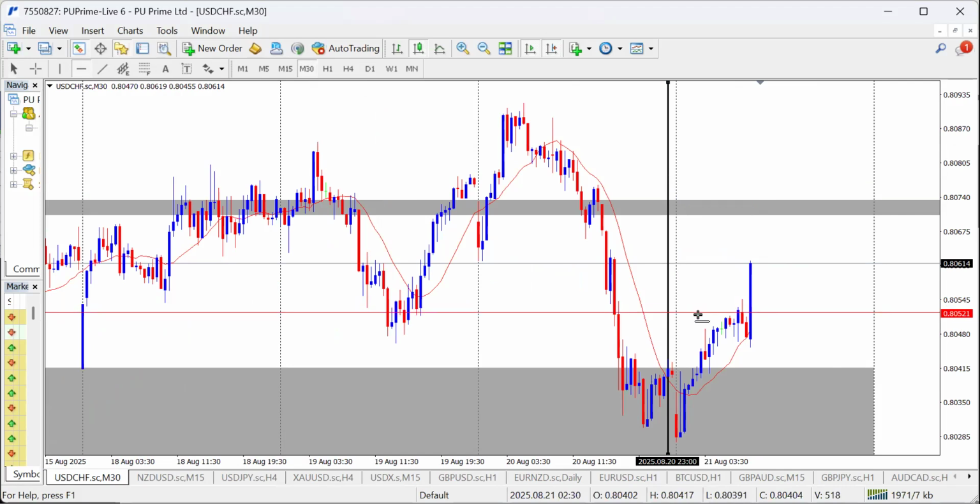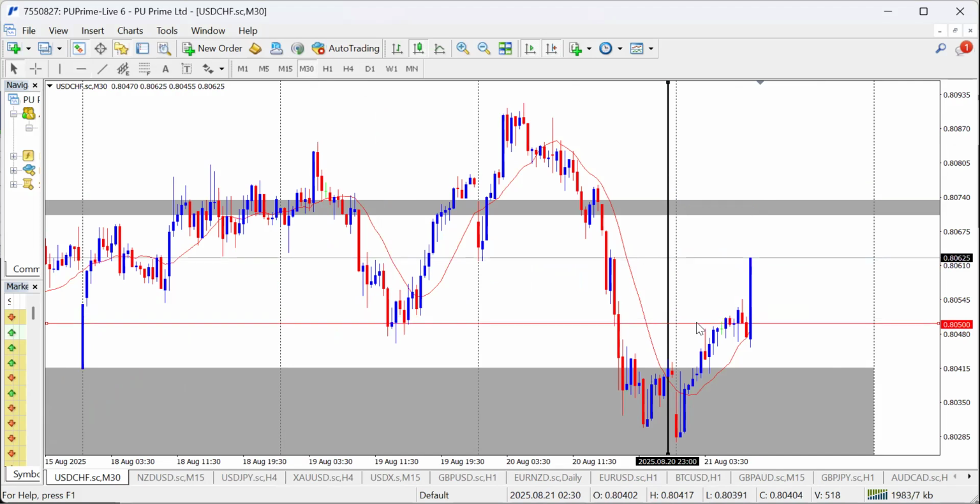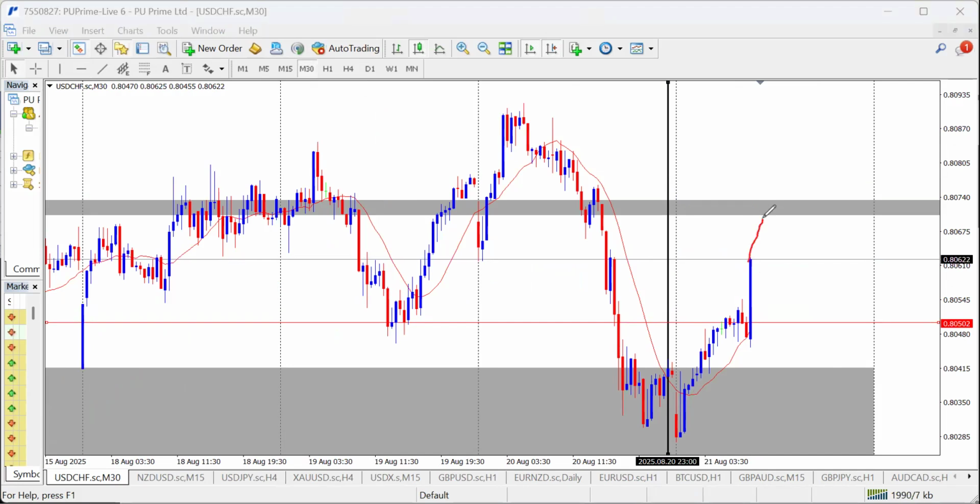So all I'm expecting the market to do is to retrace down here, retrace down here, retrace, and probably break this high. So that's what I'm expecting the dollar index to do this very morning.